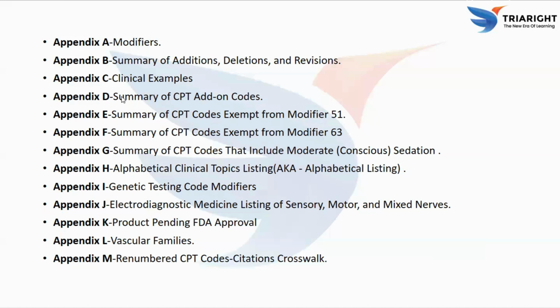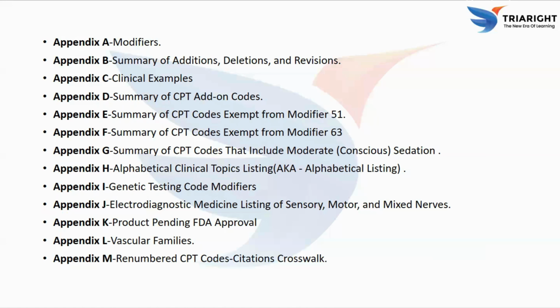And Appendix D consists of a summary of CPT add-on codes. So there will be a list of add-on codes in Appendix D. What add-on codes do is, they cannot be billed alone. They must be used with a primary code. Usually they are not reduced. For example, plus 99199 for a hypothetical code.